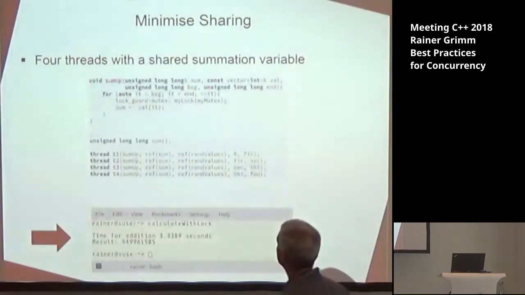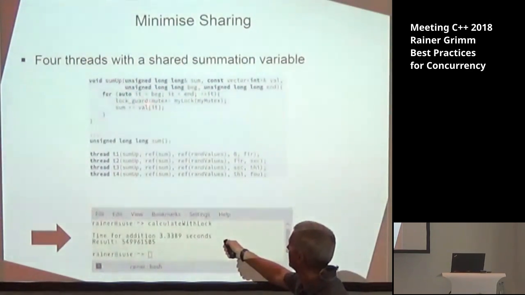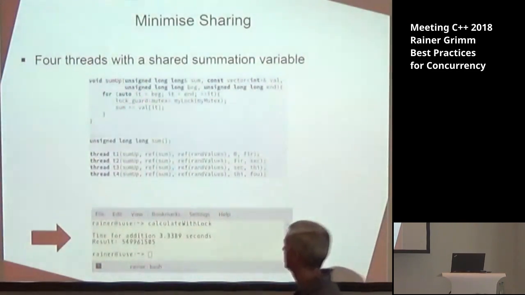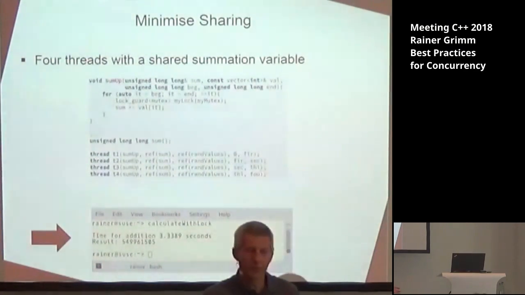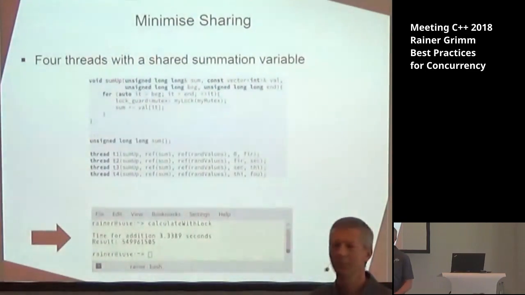So what I did was extremely straightforward, but extremely simple, or stupid, to be honest. I just put a lock guard around my summation variable. I had 4 threads, and I became a lot slower. Of course, contention and synchronization cost so much, but we can do better.